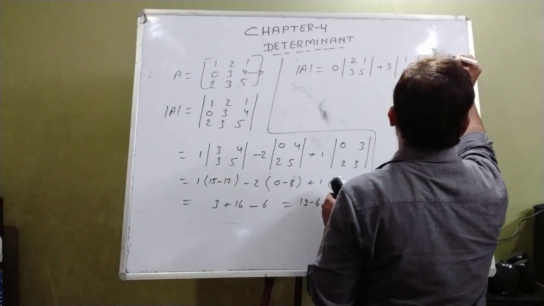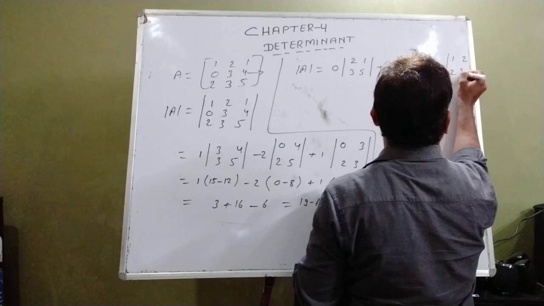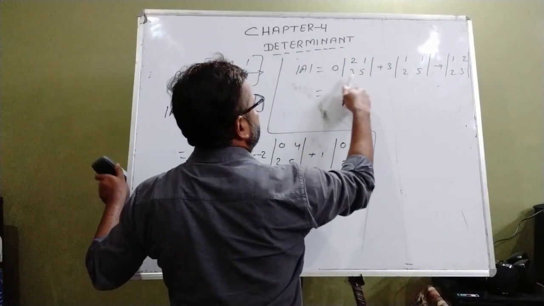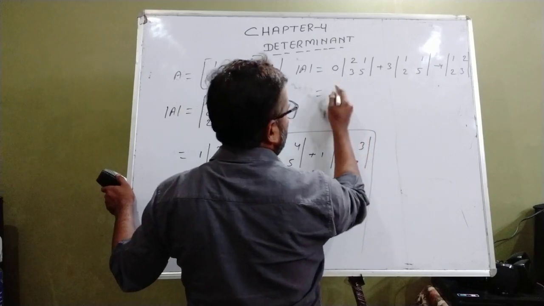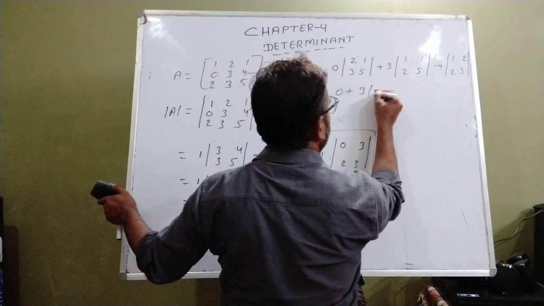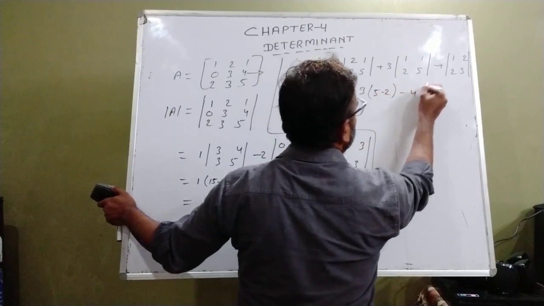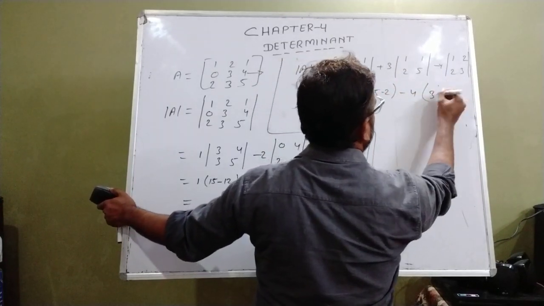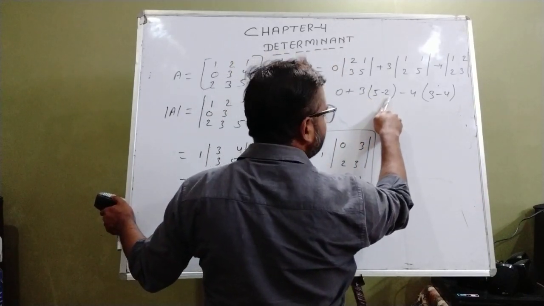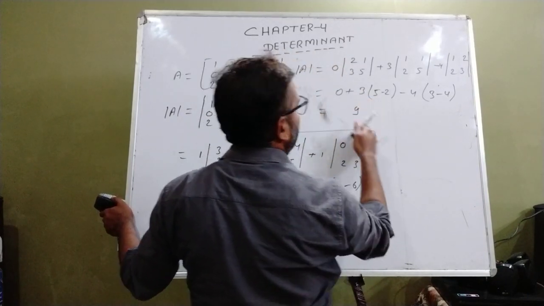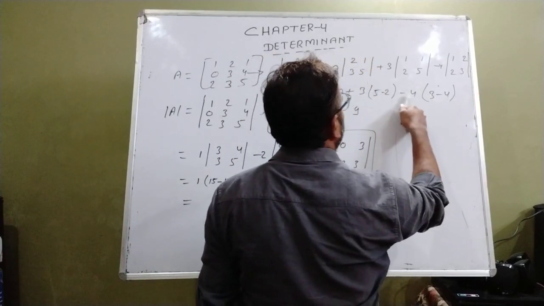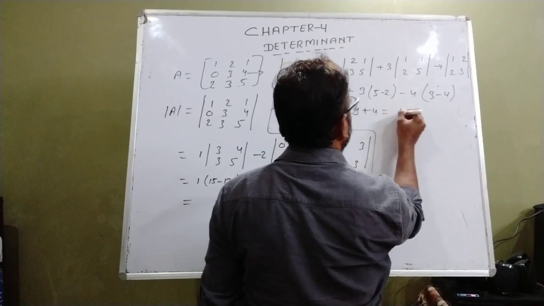Then we have the value 1, 2, 2 and 3. Whatever the number after solving this 2 by 2 multiplied by 0, the whole term will be 0. Now 3 into 5 minus of 2 minus of 4. 3 minus of 4. So we have 5 minus 2, 3. 3 into 3, 9. And this is your 3 minus 4, minus 1 and minus 4. That is your plus of 4. Now we are getting 13.